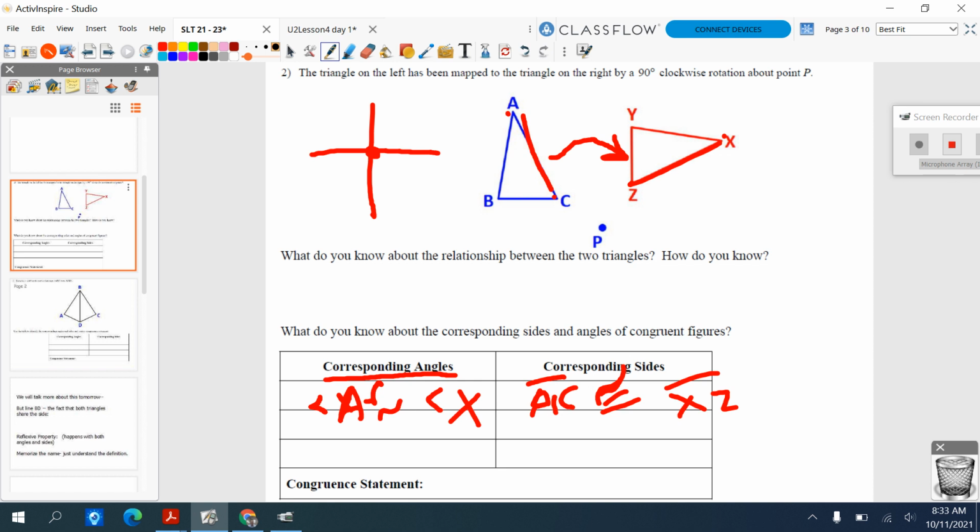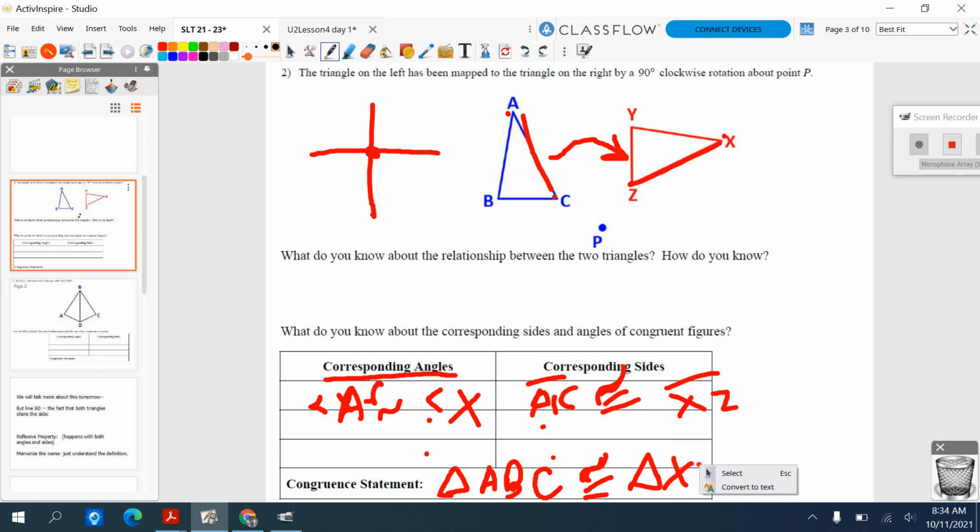Then you would do this for all the angles and all the sides. There'd be 6 of them: 3 corresponding angles and 3 corresponding sides. And then you have a congruence statement. I like to write the first triangle in alphabetical order. Sometimes the second one won't be, and in this case it actually will be, but that's okay as long as you write the first one in alphabetical order. Remember, when you write a triangle congruence statement, let me just write this real quick, X.